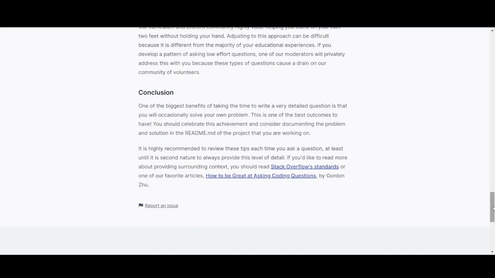If you'd like to read more about providing surrounding context, you should read Stack Overflow's standards or one of our favorite articles, How to Be Great at Asking Coding Questions, by Gordon Zhu. So, just to review, the tips are: always provide your code and the surrounding context, ask about the problem at hand, not the solution itself, and don't take asking for more context to heart.